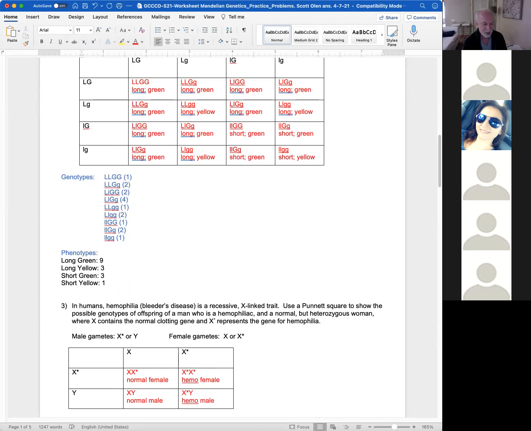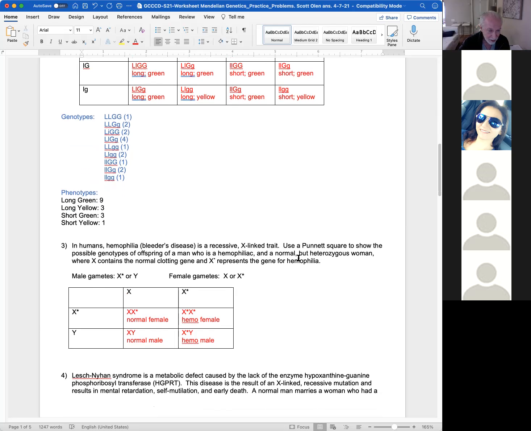It's interesting because it's sex-linked, X-linked. Hemophilia, known as bleeder's disease, is recessive, and the mutation for it is on the X chromosome. So the question asks to use a Punnett square to show possible genotypes of offspring of a man who is a hemophiliac and a normal but heterozygous woman. It says X is the normal clotting gene and X star is the gene for hemophilia.